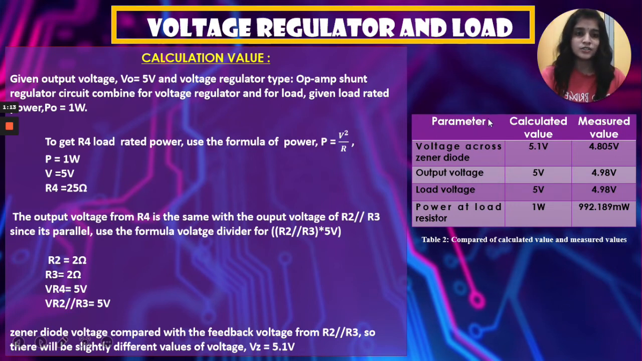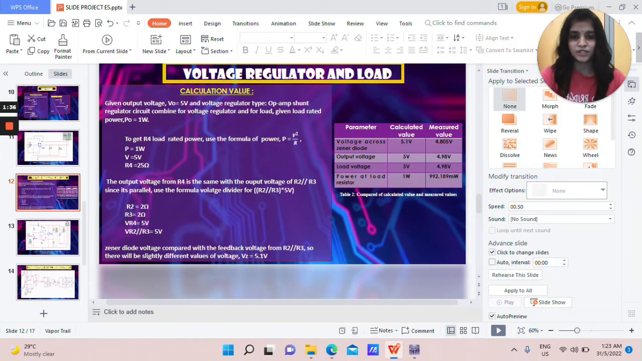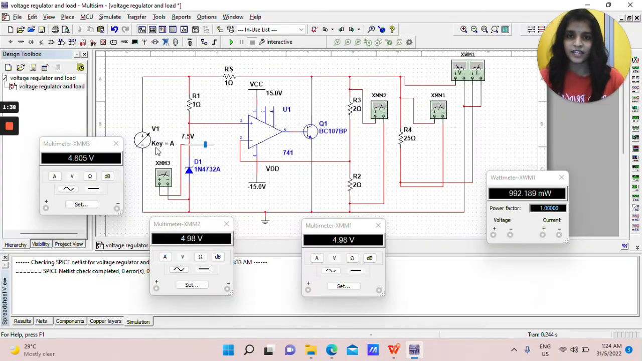Okay, these are the parameters that we calculated and also measured for this circuit. The voltage across the zener diode, the calculation gives 5.1 volt. Output voltage equals 5 volt, load voltage equals 5 volt, and power at the load resistor is 1 watt. So we will go further with the Multisim simulation part. This is the circuit that we constructed for the voltage regulator and load part.